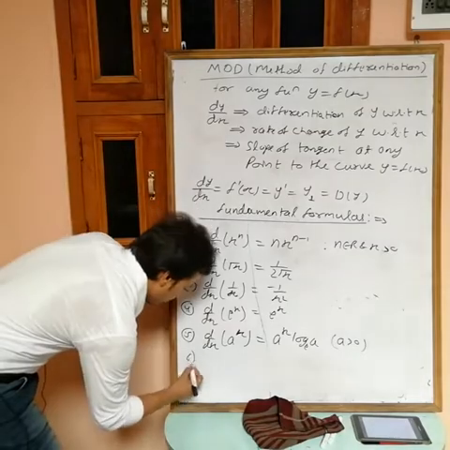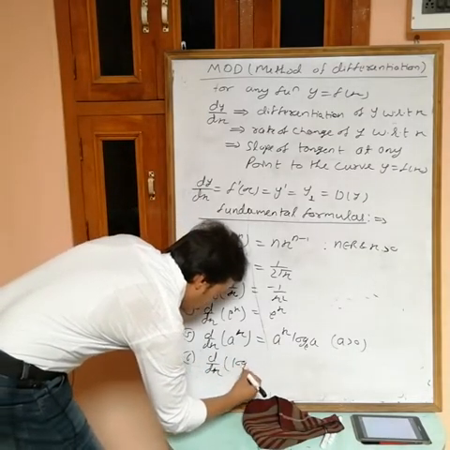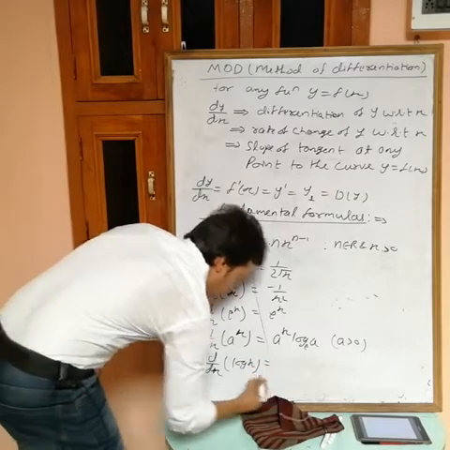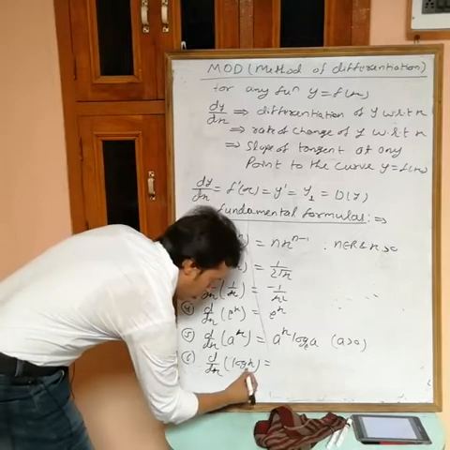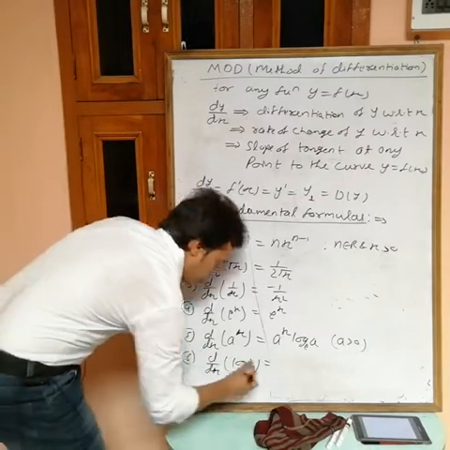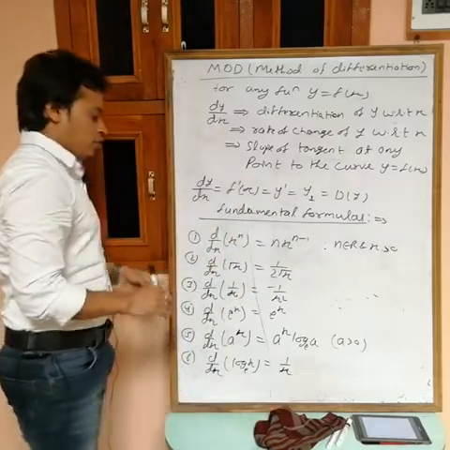Sixth one, differentiation of log x with respect to x. Here the base of log x is not written, it means e, so log e x or ln x. The differentiation of this is 1 by x. Okay, first write down these.